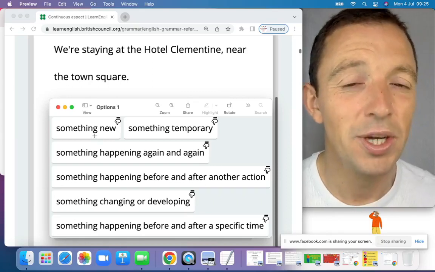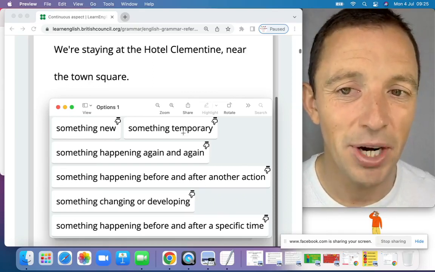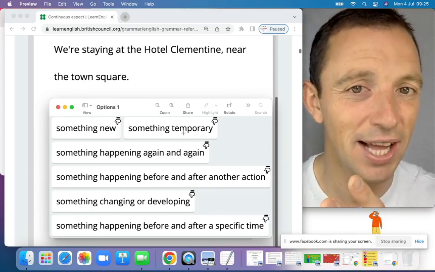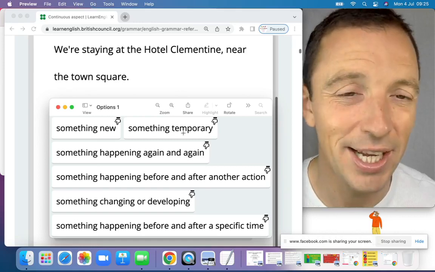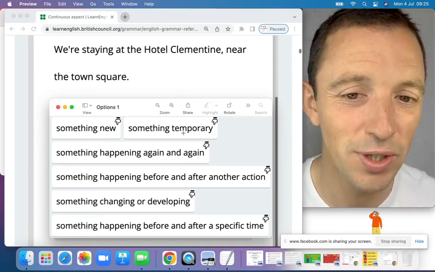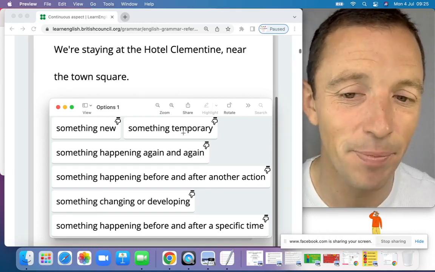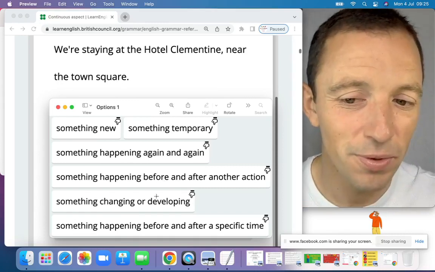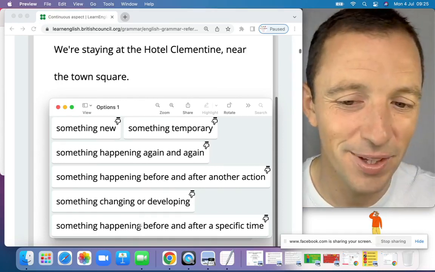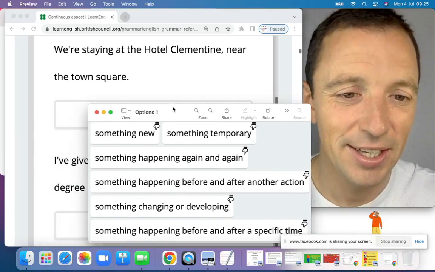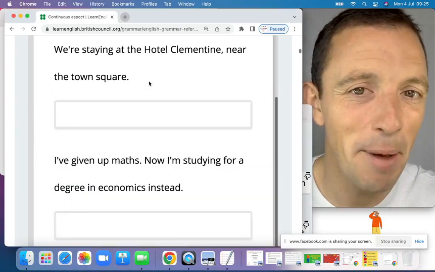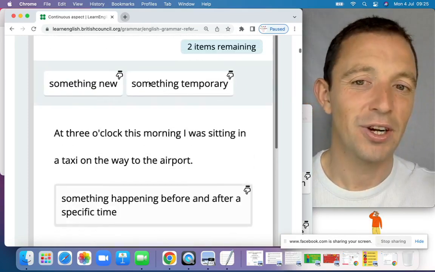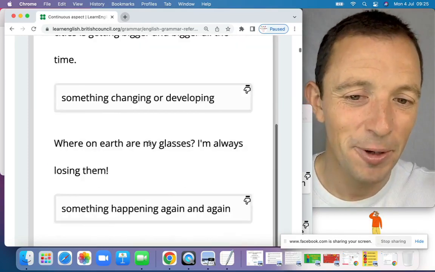Is this something new? Maybe. Is it something temporary? Yes, because you stay temporarily in the hotel generally. So I think this is close to this answer, something temporary. Something again and again, no. Something happening, no. Something changing, no. Okay, so I think clearly this is something temporary, in my opinion. So let's select the correct answer, something temporary.